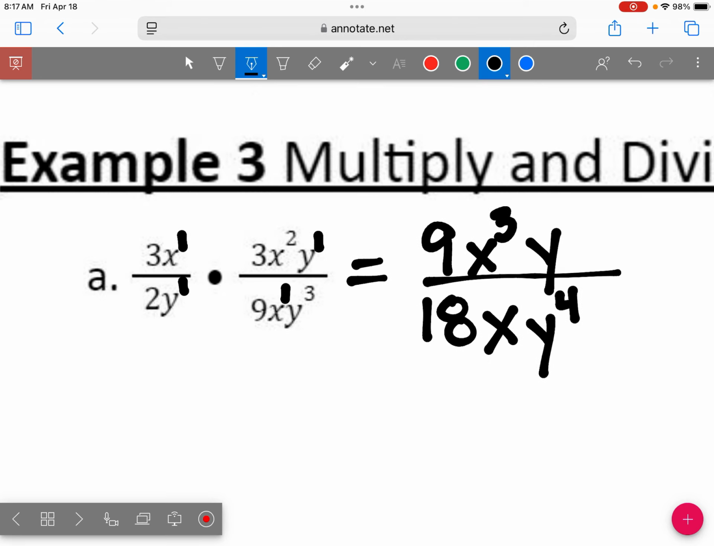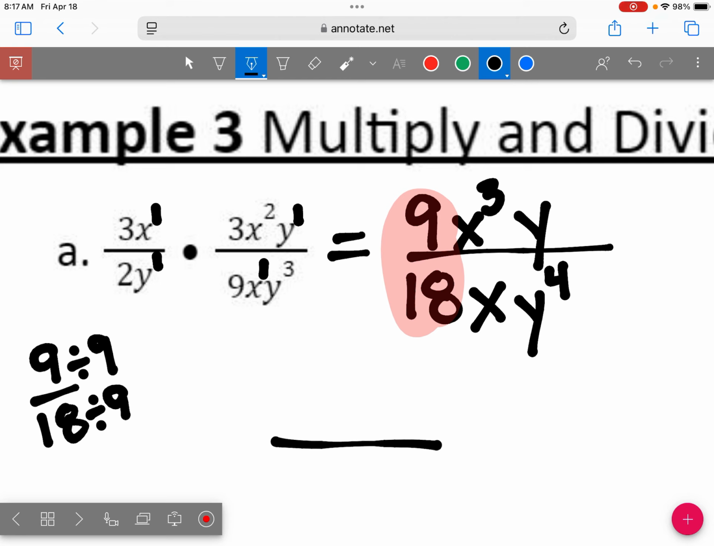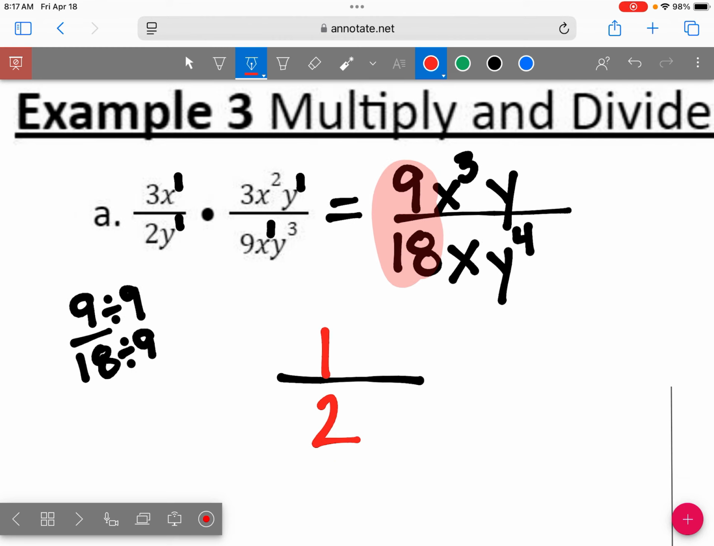So now we're just going to reduce it and clean it up. First thing we're going to do is reduce down this fraction 9 over 18. 9 over 18 can both be divided. We can divide both of these by 9. So when I divide 9 by 9, that becomes a 1. 18 divided by 9, that becomes 2. Now let's look at our exponents. I have 3 and I have 1. 3 minus 1 is 2.